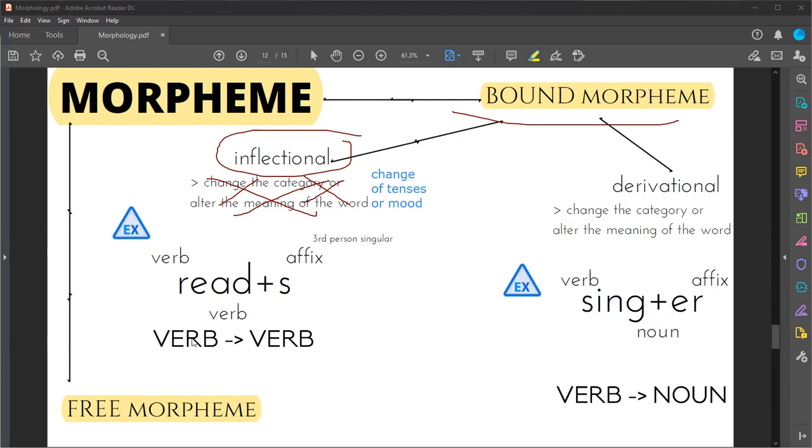Okay, so this is the word, the verb. Read is a verb, but when we put an s, though this is a bound morpheme, it will become reads. So the reads in here will not change into another category or another part of speech. This is just another verb again, but in the third person singular. Remember, reads is a verb, read is a verb. So verb to verb, that is inflectional.